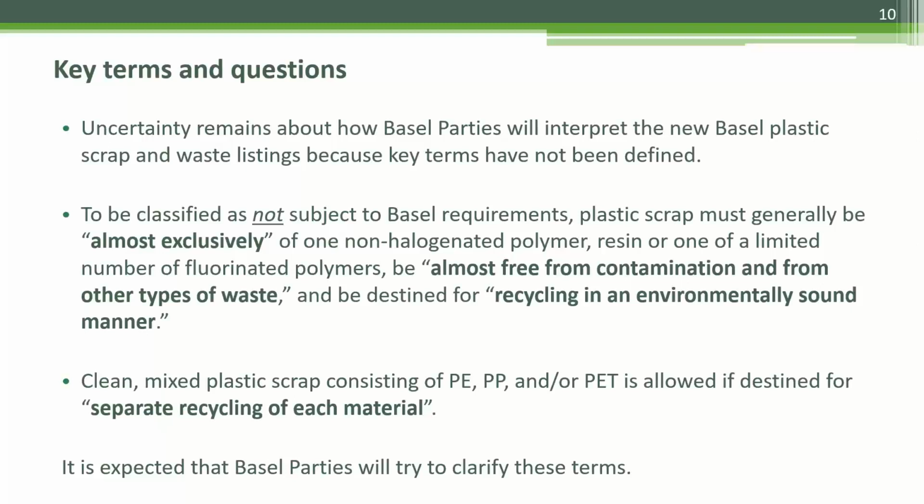So some questions include, how will "almost exclusively" and "almost free from contamination from other types of waste" be defined? What will be considered contamination or contaminants? Will this include non-recyclable material like food residues, stones, and dirt, which is our assumption of what that would include, but will it also include recyclable non-plastic scrap like paper, metals, etc.? And again, our assumption is yes, but it's not clear. And what level of contamination or mixing will be considered acceptable? And will the acceptable level of contamination differ by type of contaminant?